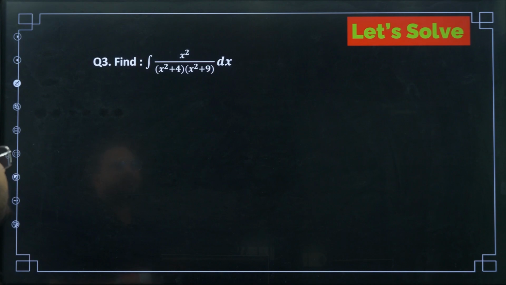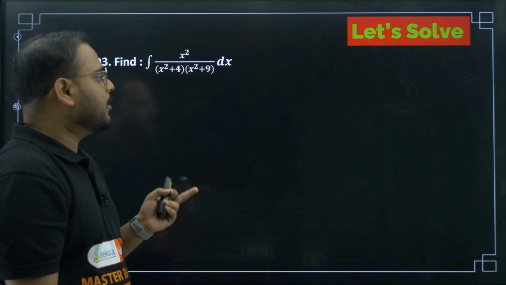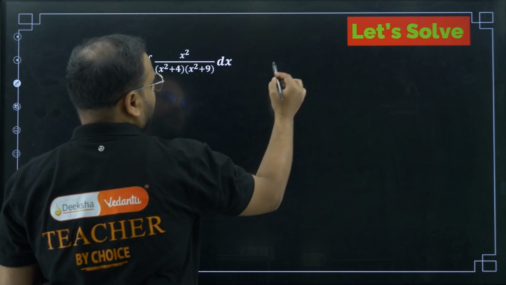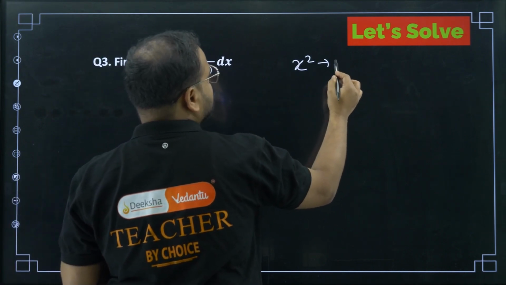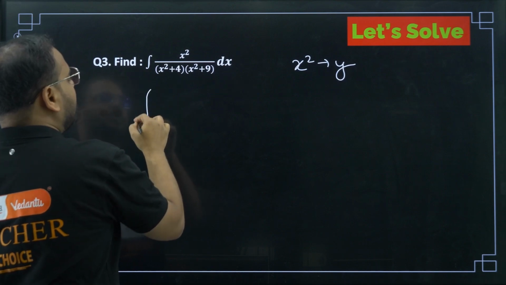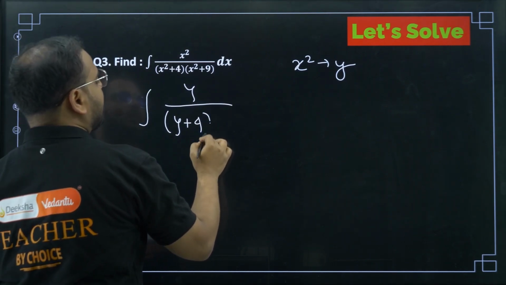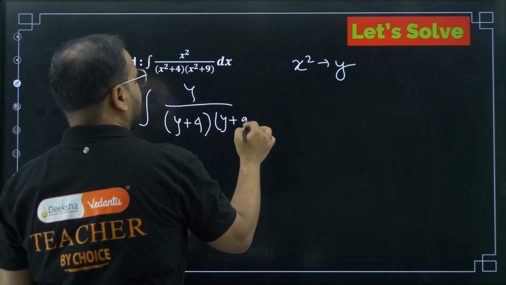Question number 3. Okay, this I will not solve. I'll give you a hint how to solve it. Do one thing: write x square as simply y. If you do that, this is going to become what? Tell me. Integral of y upon y plus 4 and y plus 9.